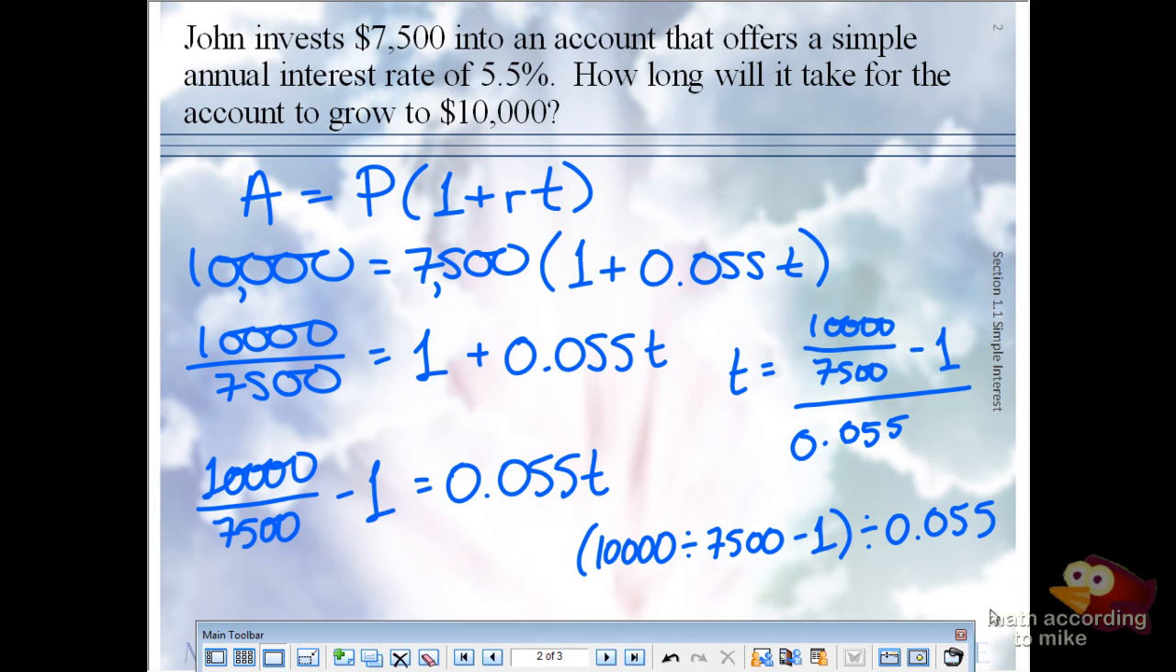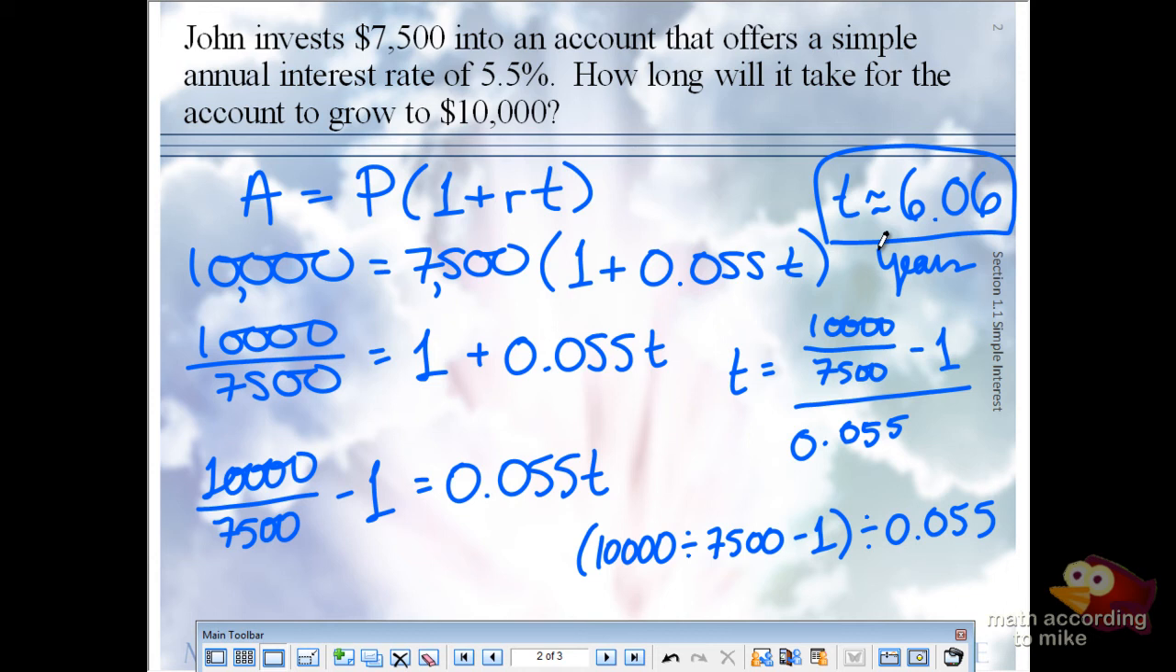We get a decimal. Let's go to 2 decimal places for this one. What do you get for t approximately? 6.06. In 6.06, what's the unit? Years, good. In 6.06 years, his investment of 7,500 will grow to 10,000.